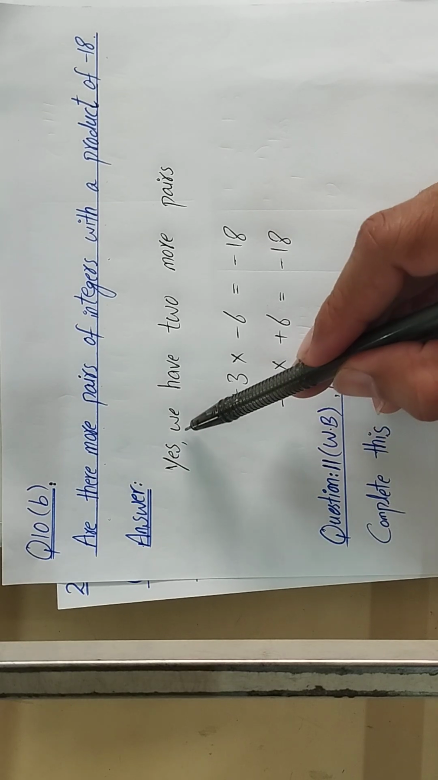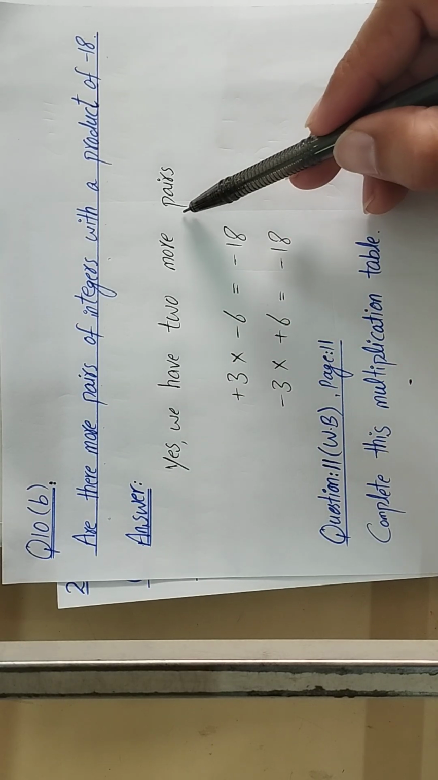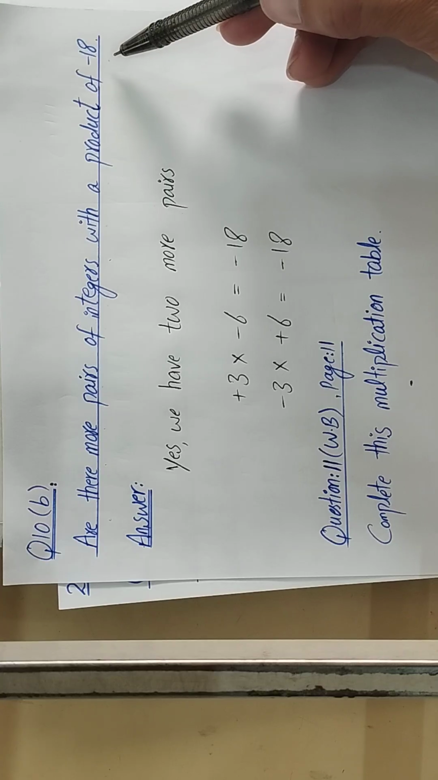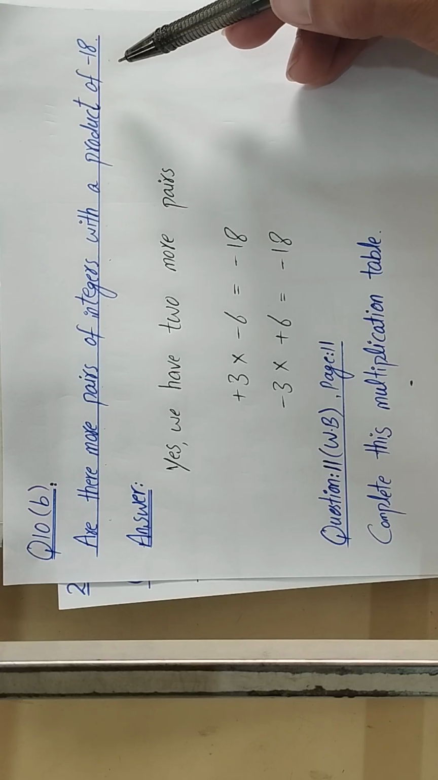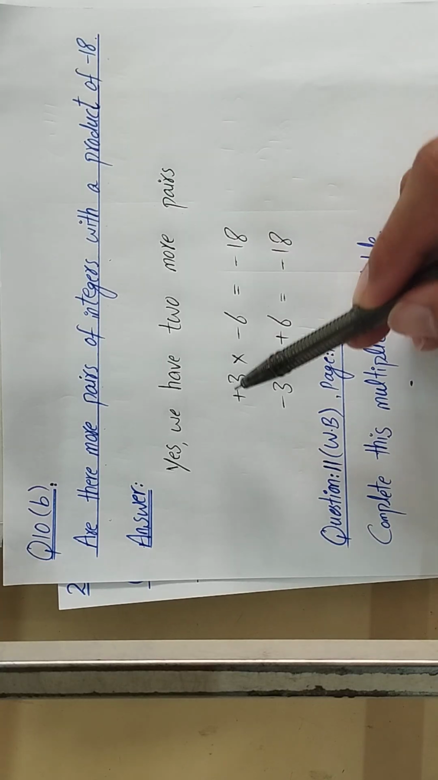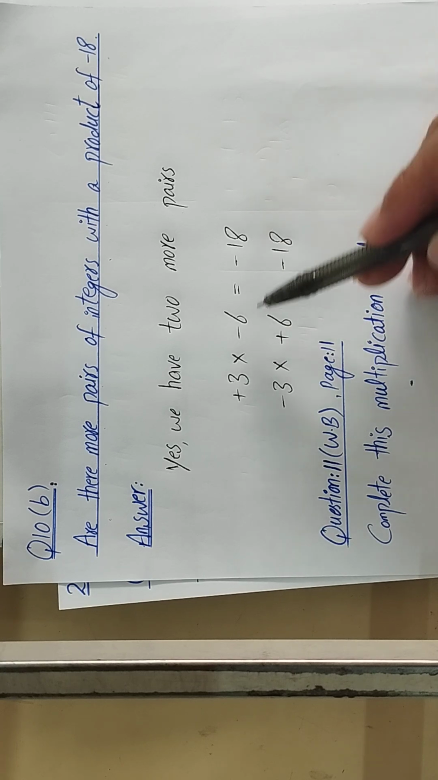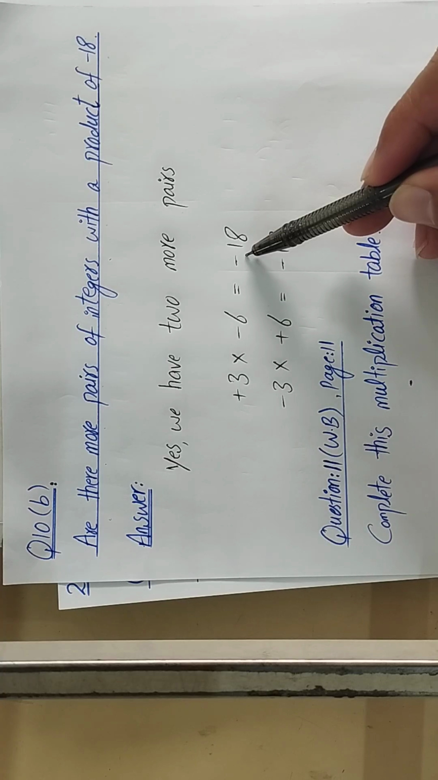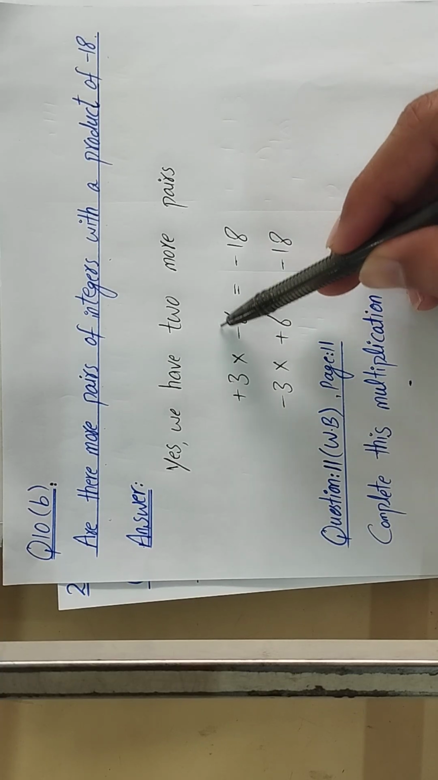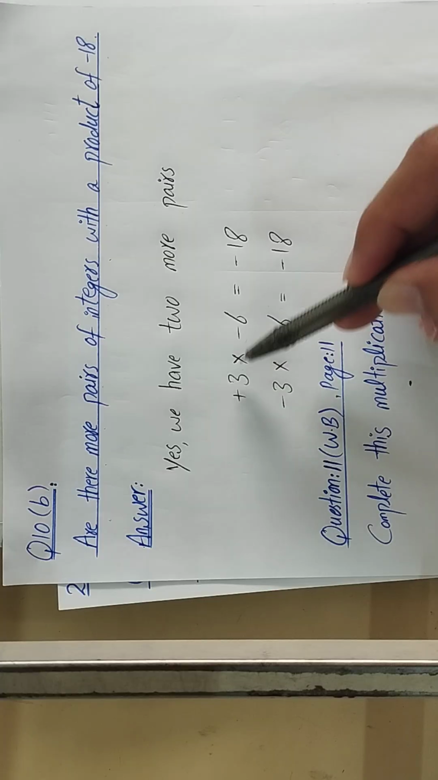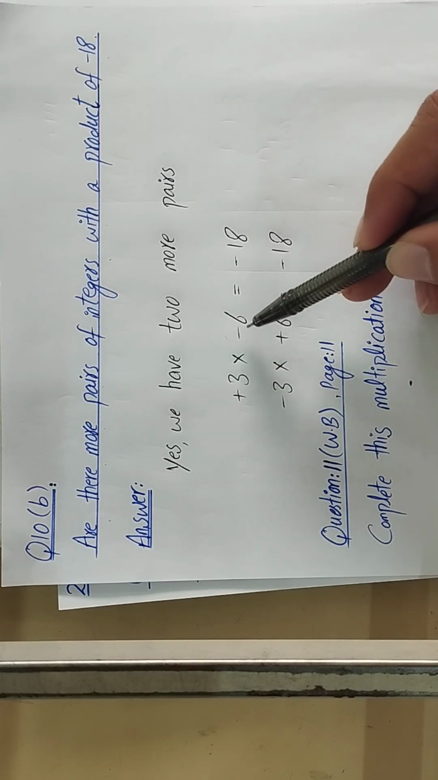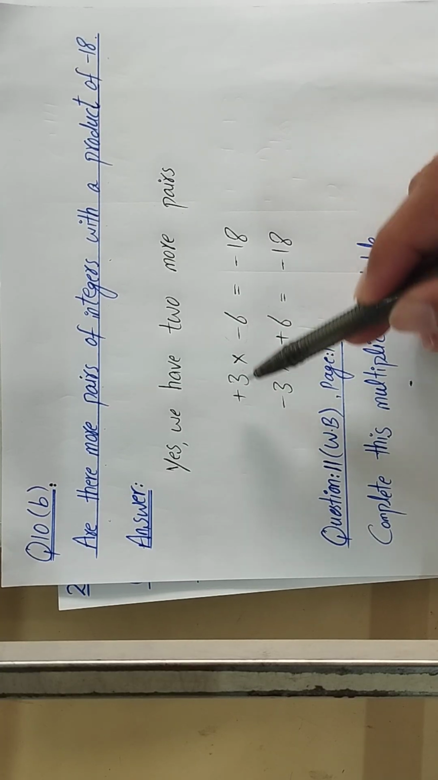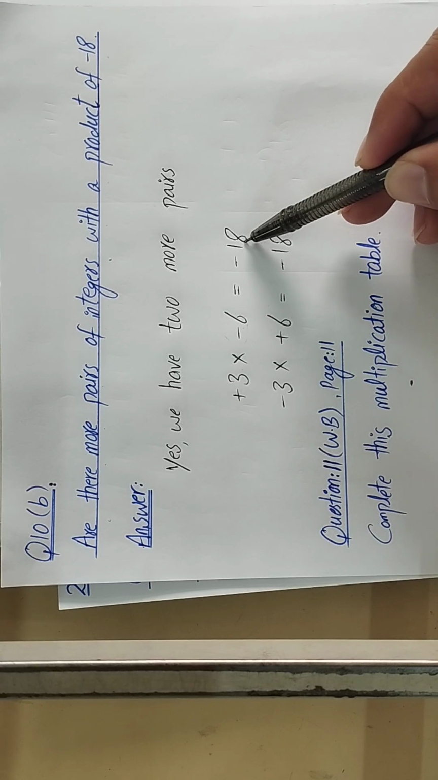Yes, the answer is yes, we have two more pairs because we all know that 18 3 के टेबल में भी आता है. 3 6s are 18, so that is another pair. 3 6s are 18, and if I take this one as positive, this one as negative, plus multiply minus is minus, so plus 3 and minus 6. Plus 3 and minus 6 are forming another pair. ये भी हमारे पास एक पेयर आ गया है नंबर्स का जिससे माइनस 18 आ रहा है.